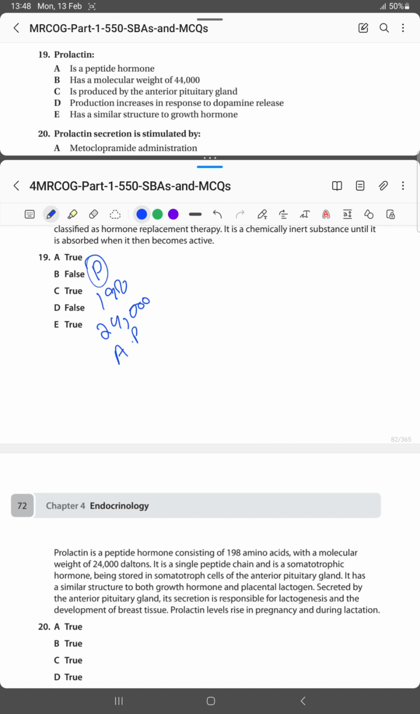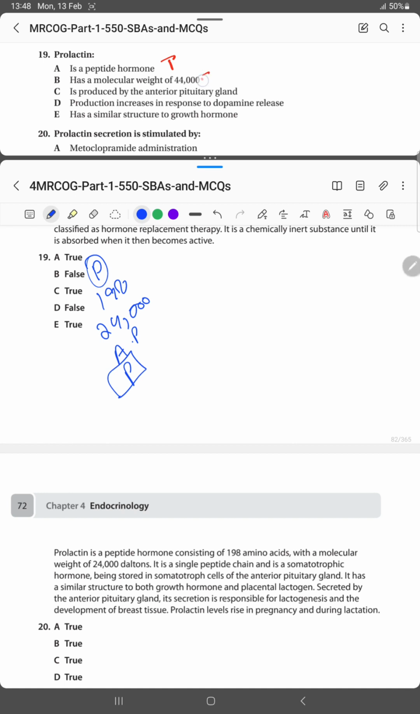Prolactin levels rise in pregnancy and during lactation. So let's move to our options. The first option is that it is a peptide hormone. Yes, that is true. Basically all the hormones present in the anterior pituitary gland are peptide hormones or glycoprotein hormones. It has a molecular weight of 44,000.